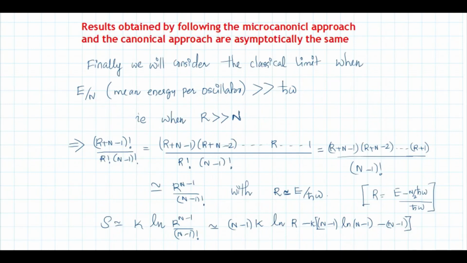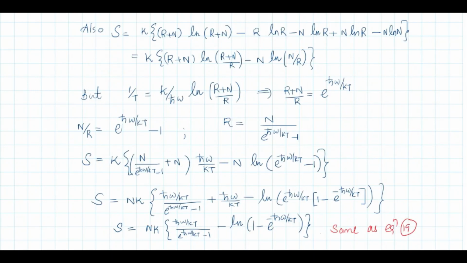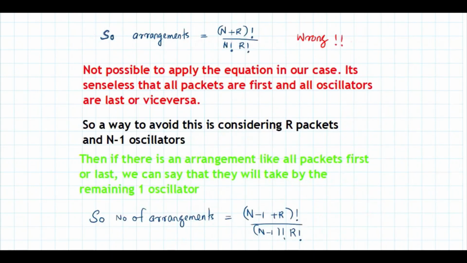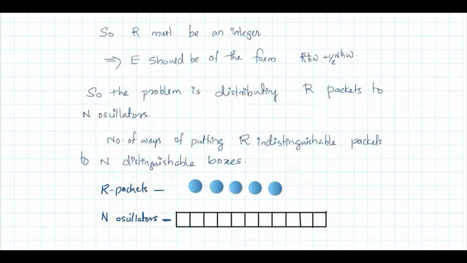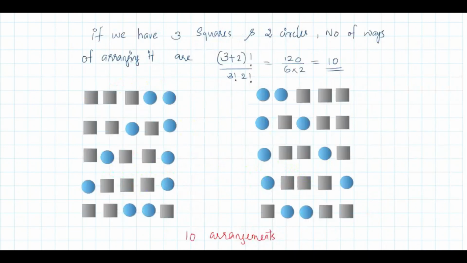Okay, so all the results are consistent. The results obtained by following the microcanonical approach and the canonical approach are asymptotically the same. Why we said that this is in the microcanonical approach? Because here we fixed an energy and distributed among n oscillators.